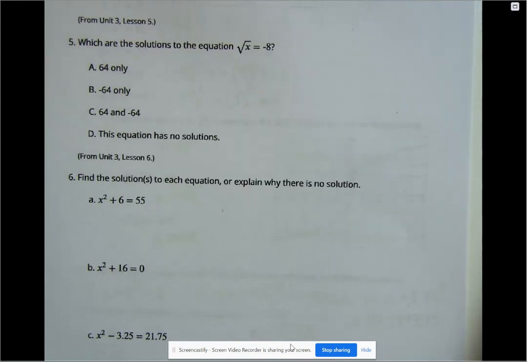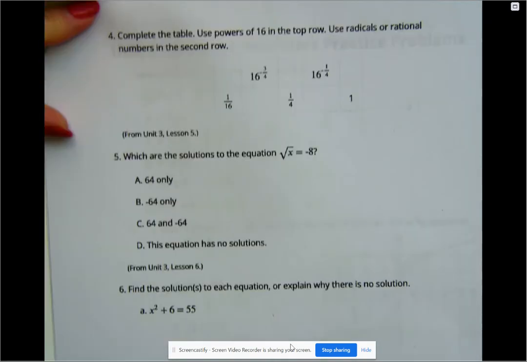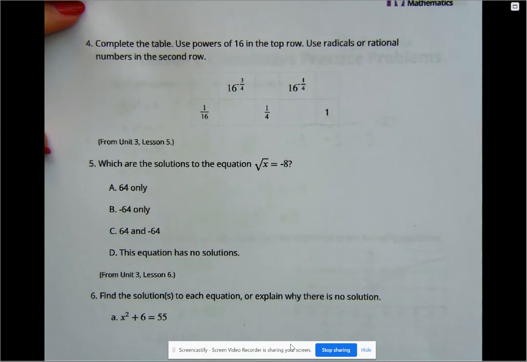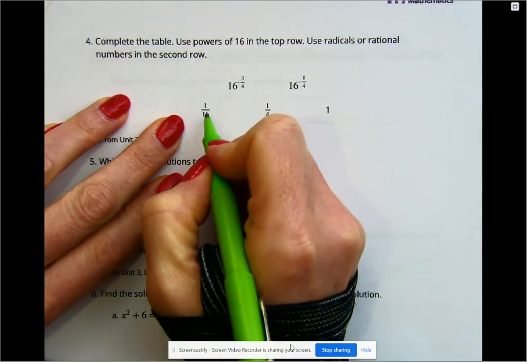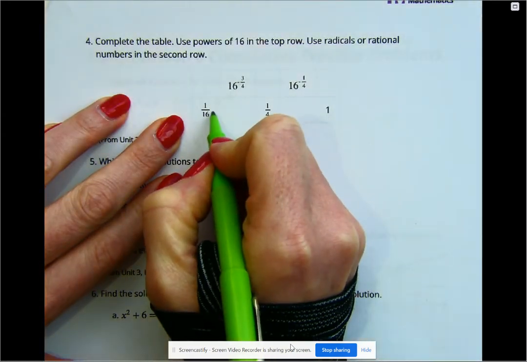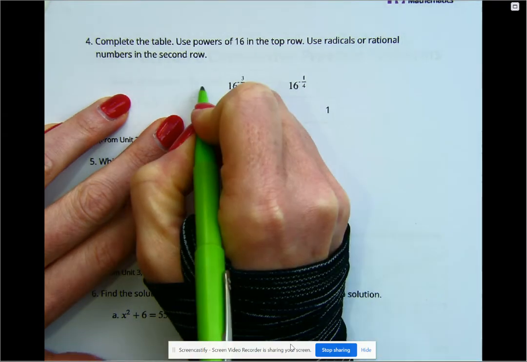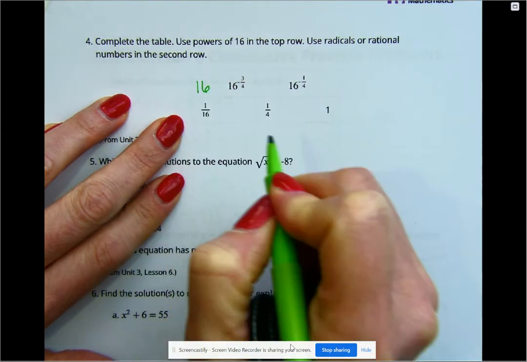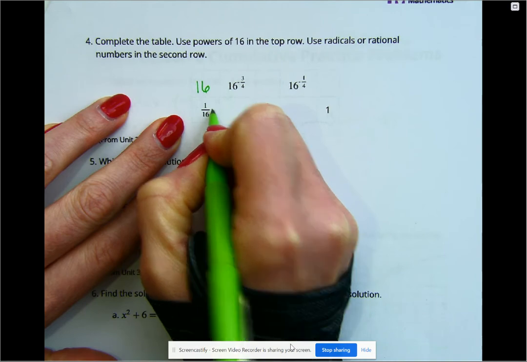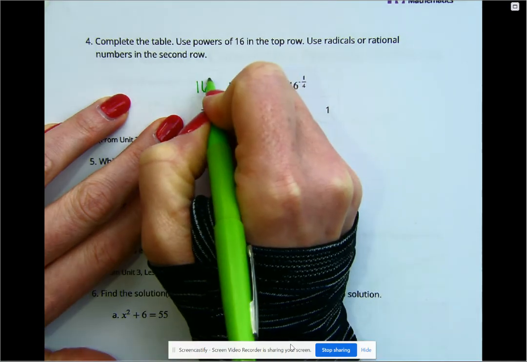All right, on the back is a review of exponent rules. All right, so starting here, the 16 is in the denominator, so I know my exponent's going to be negative. And because this is just 16 to the first, the exponent is negative 1.